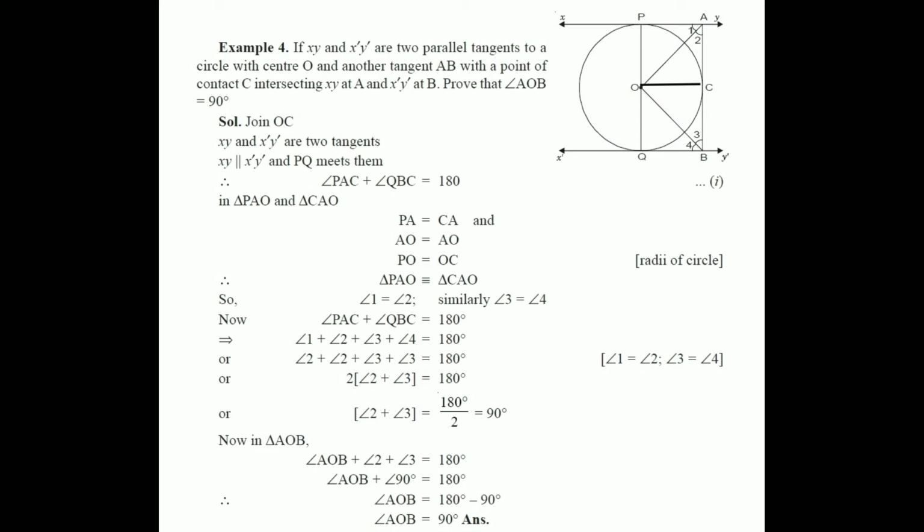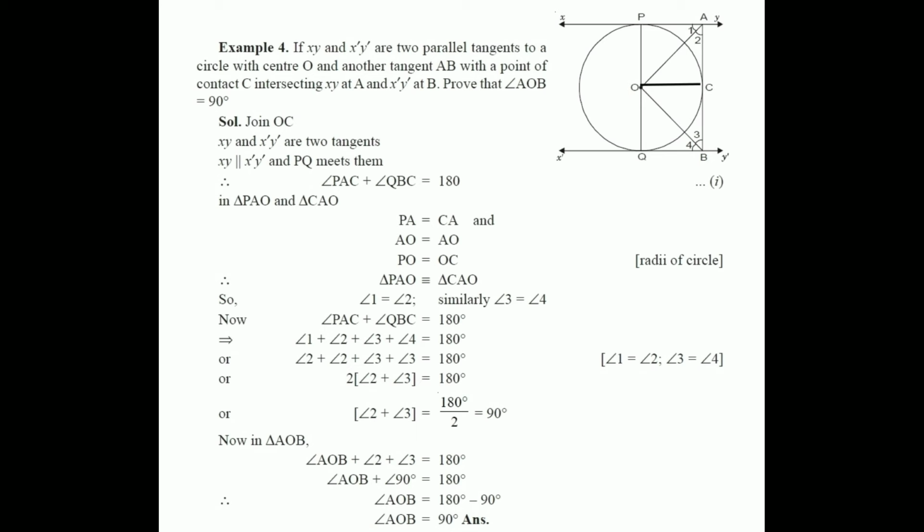And previously we have done angle 2 plus angle 3 is 90 degrees. We substitute this value and we get angle AOB plus 90 degrees equal to 180 degrees. And from here 90 goes to the other side and we have angle AOB is equal to 180 minus 90, means angle AOB is equal to 90 degrees. The answer of the question asked.